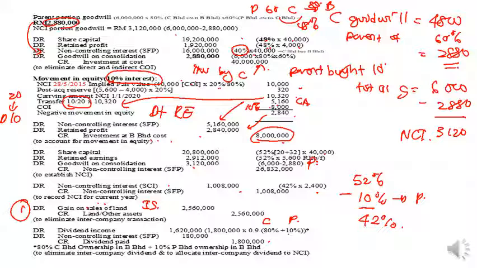Okay, and then the next one, you have dividends in B. B also paid dividends of 1,800, 1.8 million. From that 1.8 million, what is going to be paid to P here is 0.9. 0.9 here is 80% through C, and then 10% through P. 20% through P. So the NCI are going to receive 180.